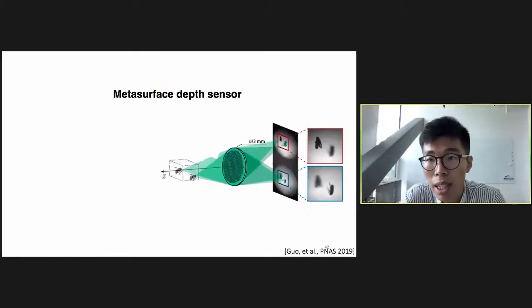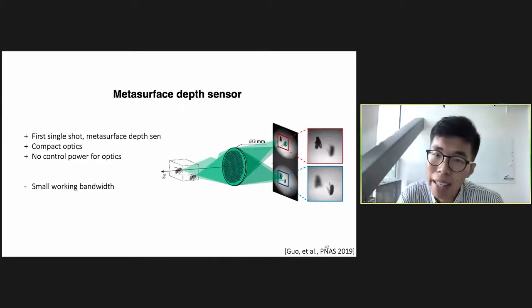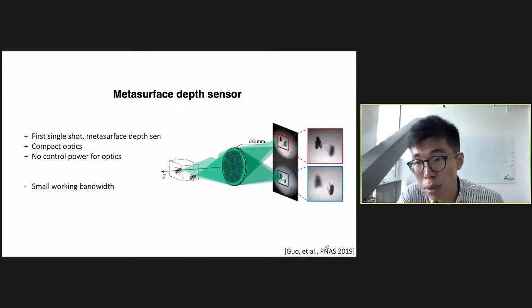So to conclude, it is the world's first single-shot metasurface depth sensor. It consists of very compact optics that can be assembled in a very small form factor. It requires no control power for optics. The disadvantage is that the current prototype only works for a small working bandwidth of light.